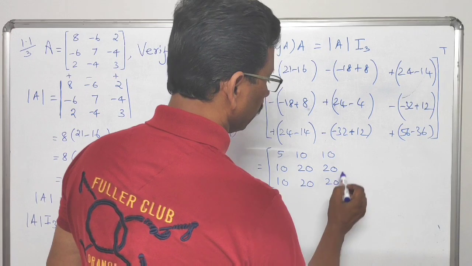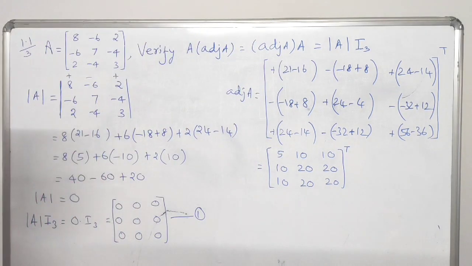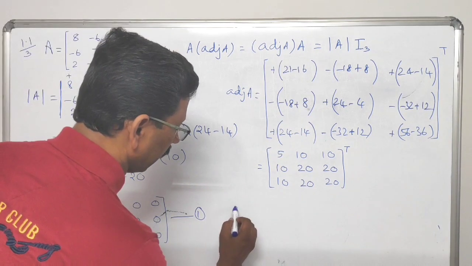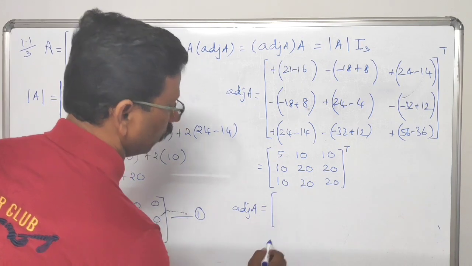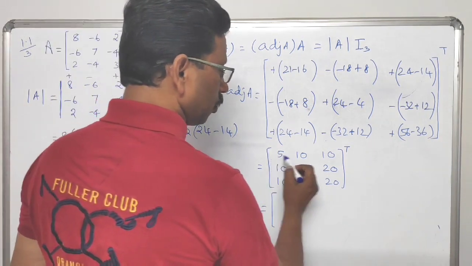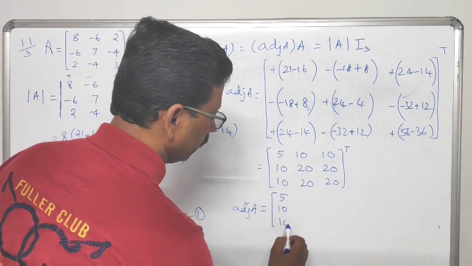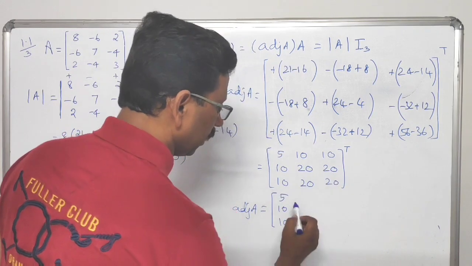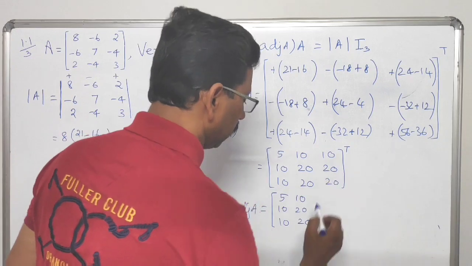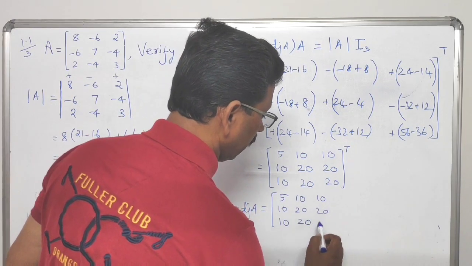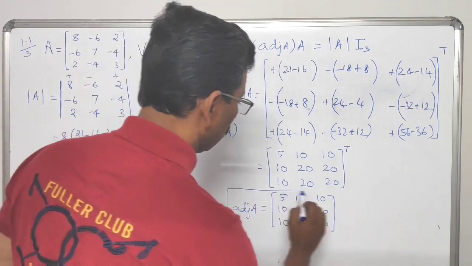Now for this matrix, you have to take the transpose. Then we can get the adjoint. Therefore, the adjoint of the matrix A is equal to the transpose of this one. The first row we write as the first column, that is 5, 10, 10. Take the second row, write as second column: 10, 20, 20. Then write the third row as the third column: 10, 20, 20. Now, this is the adjoint of this matrix A.